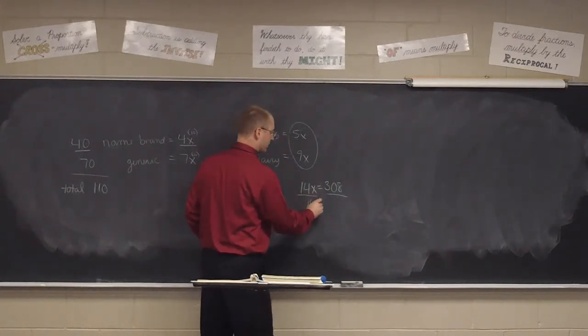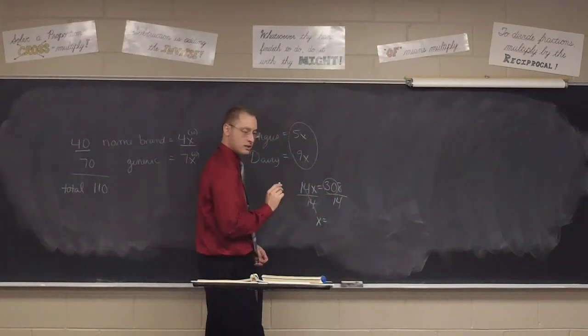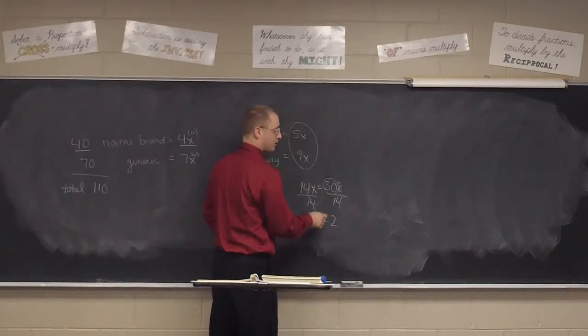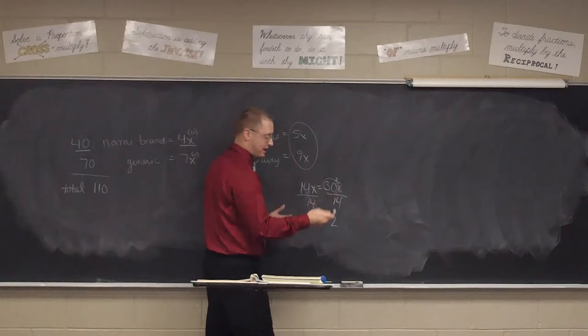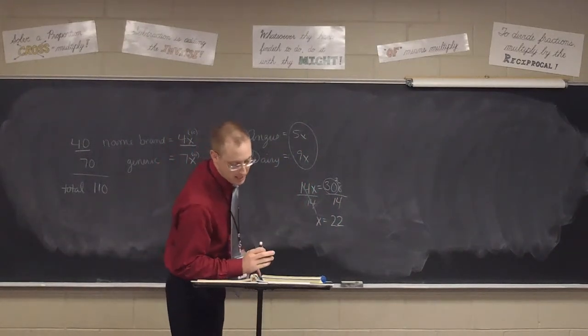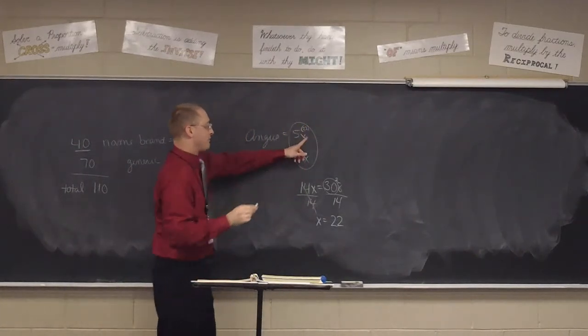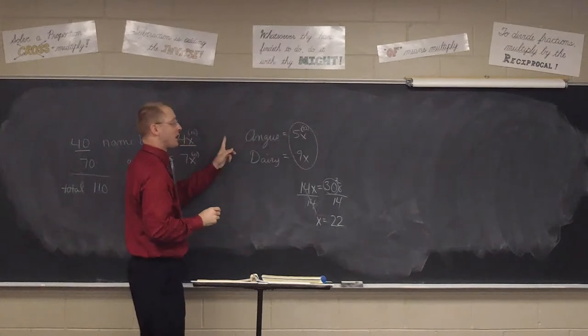14x equals 308. And then we just divide both sides by 14. Let's see here. 14 goes into 30 two times with two left over. 14 goes into 28 two. So apparently x is 22. It asks for how many Angus, so put that in for x. 5 times 22 gives us how many Angus cows?